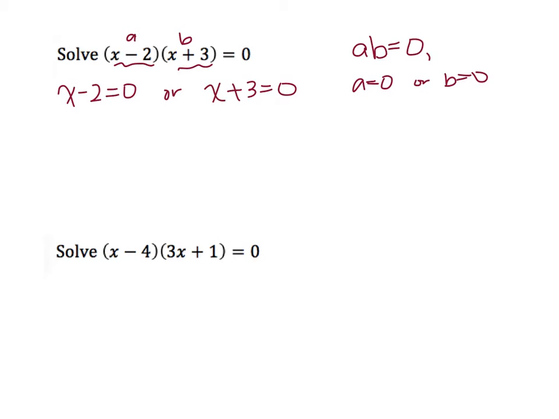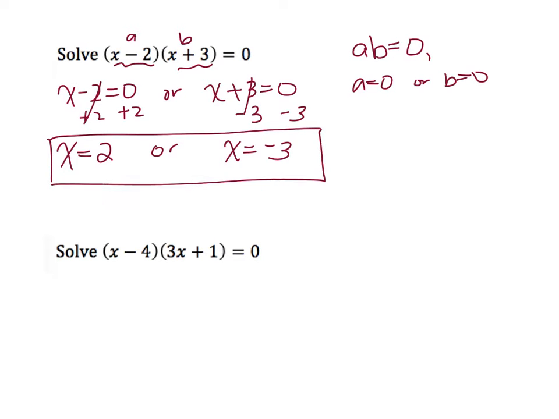x minus 2 is equal to 0. I'll add 2 to each side. So x is equal to 2. Or, x plus 3 is equal to 0, subtract 3 from each side. x is equal to negative 3. So I have two values for x. If I was to plug either of these in, it would give me 0.